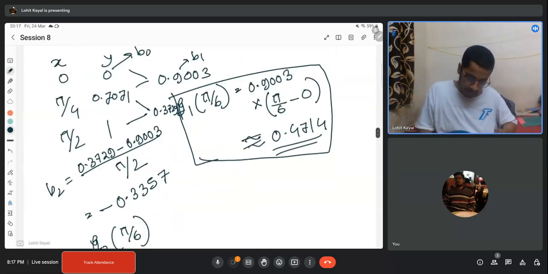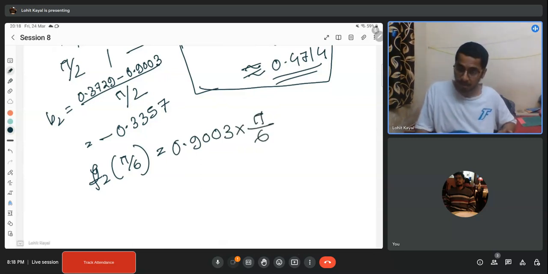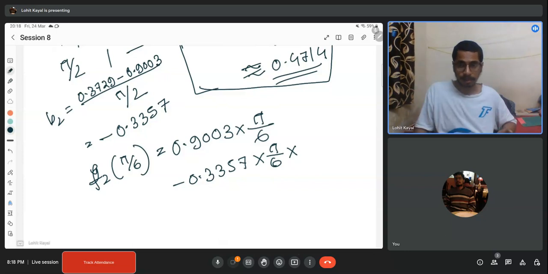So what is the value of f2 of pi by 6? The first value is b0, which is 0, plus 0.9003 into pi by 6, that is x minus x naught, minus 0.3357 into x minus x naught into x minus x1, right? That is pi by 6 minus pi by 4. That means it is minus pi by 12.